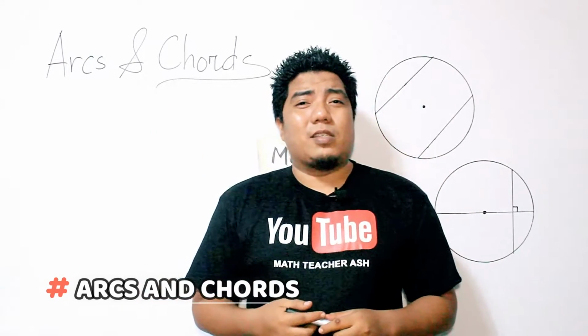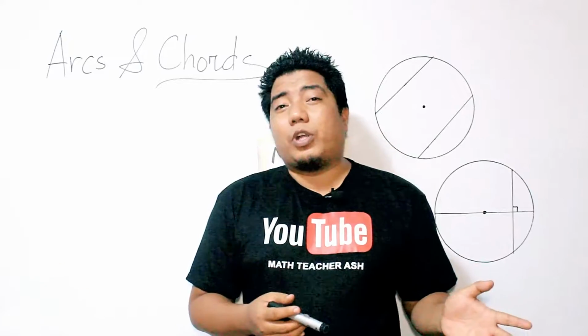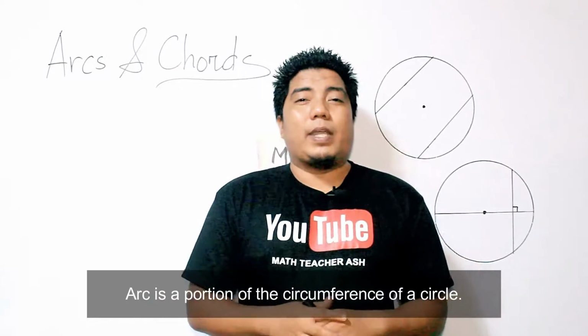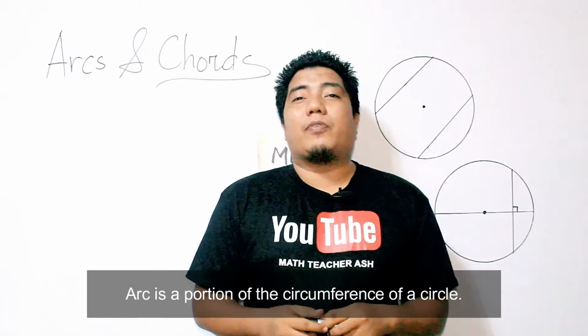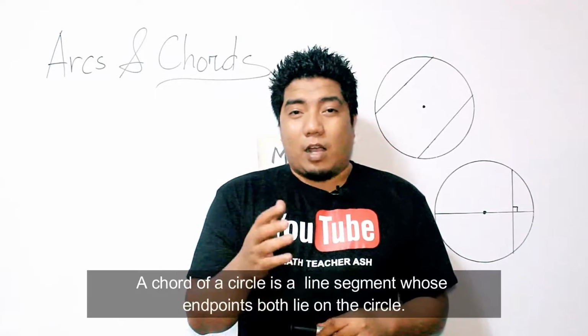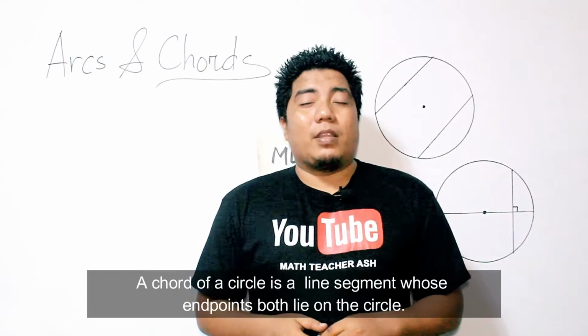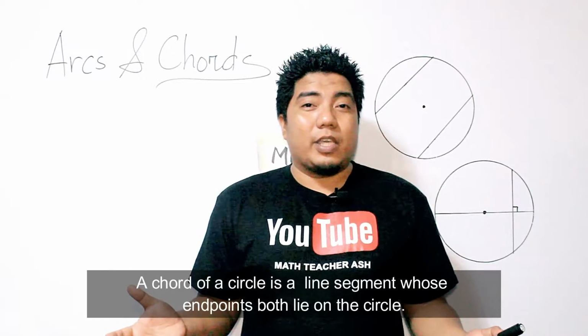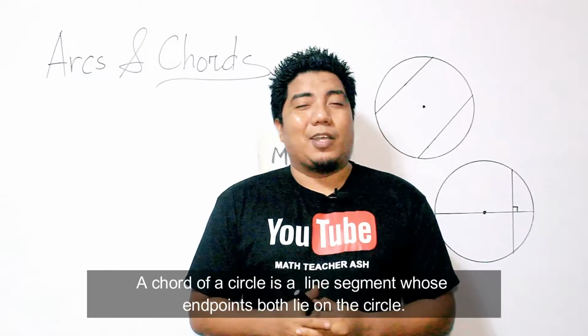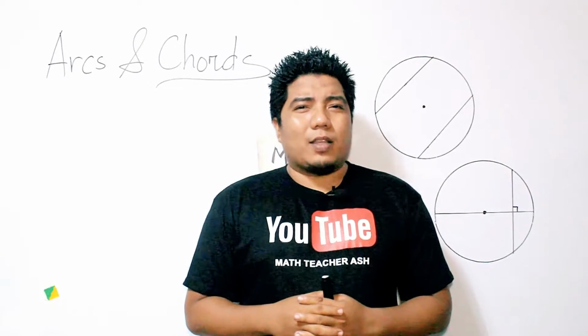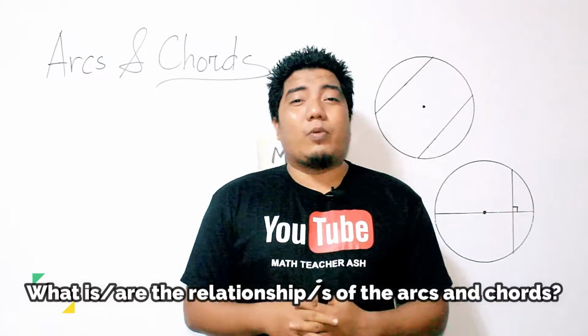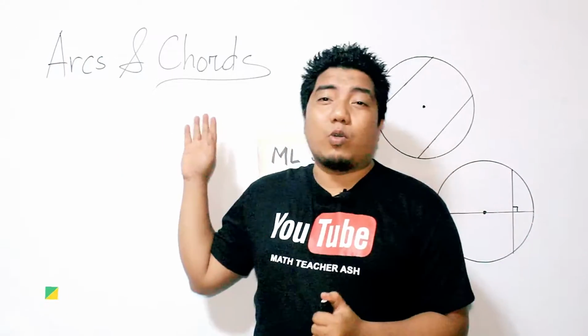Now the question is, what is an arc and what is a chord? An arc is basically a part of the circumference of a circle. A chord is a line segment in which the two endpoints are part of the circle. The next question is, what is or are the relationship of arcs and chords?